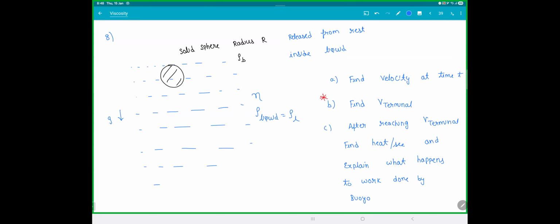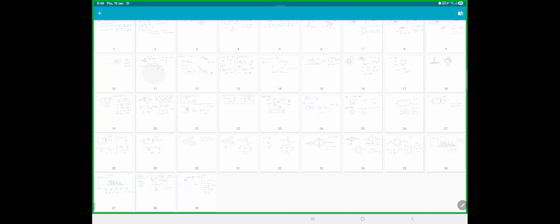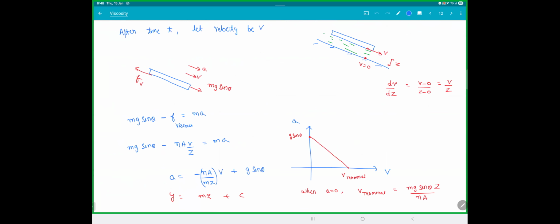Be careful. There's a buoyant force here. You can't ignore this. So there are three forces: mg, buoyant force, and viscous force. Initially, you're starting from rest. Let's get this. So this integration, right? It will look like this integration actually.